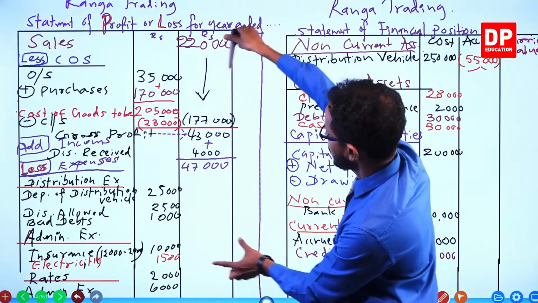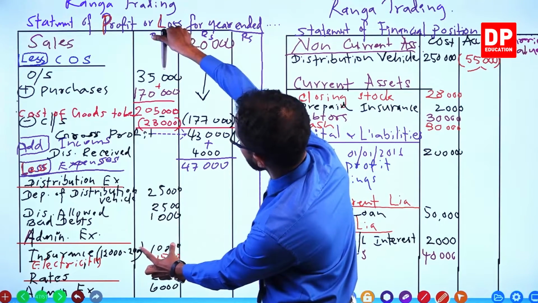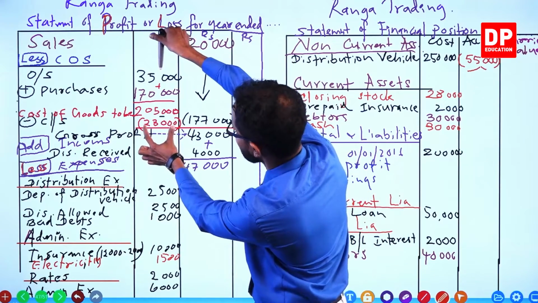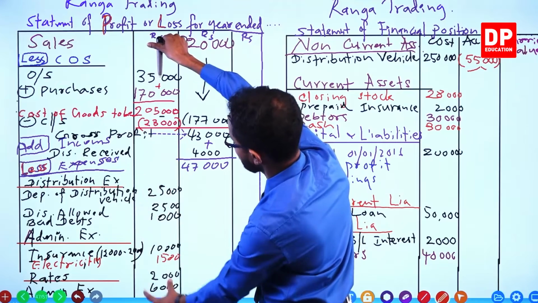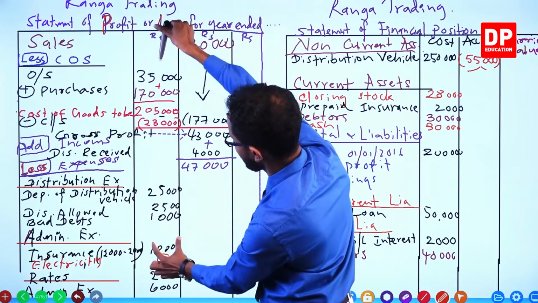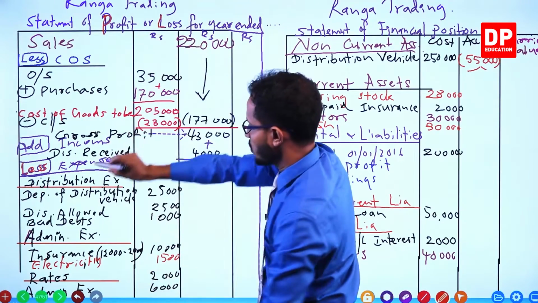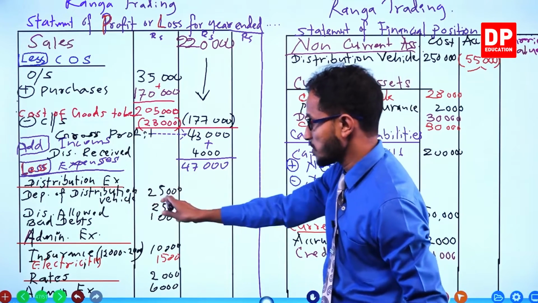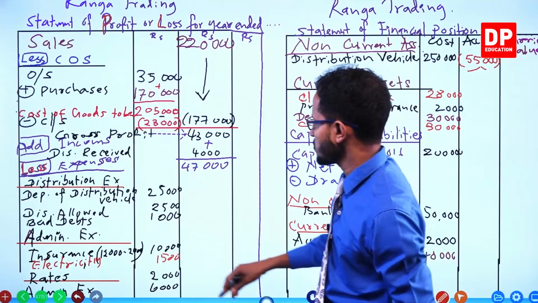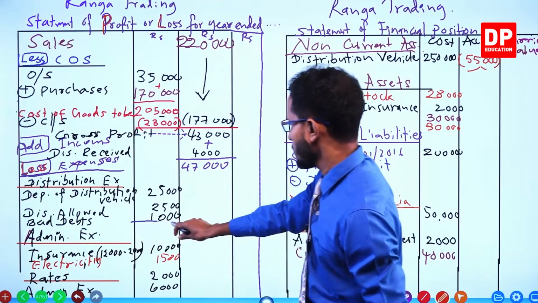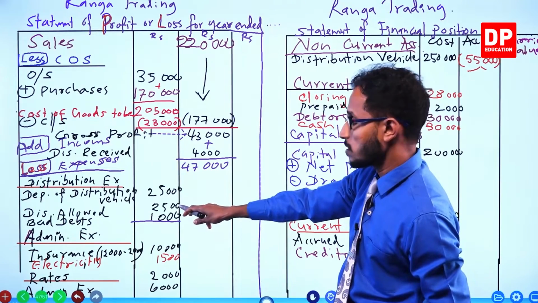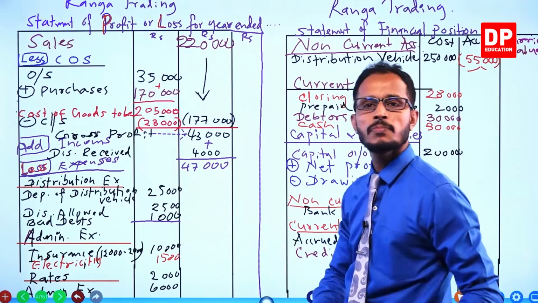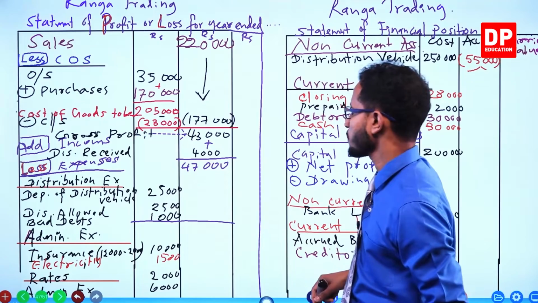If you drew 3 columns, you could have taken this column here and this column here, and one entire empty column would be remaining for me to mention the expenses. Now I have to mention the expenses in the second column, and take the total of expenses to this column, right?